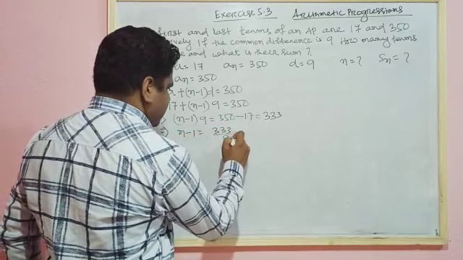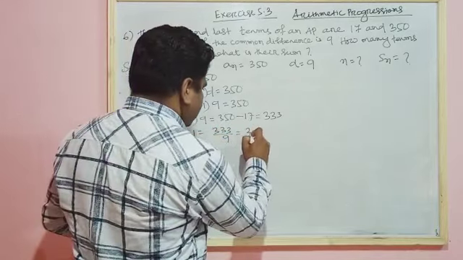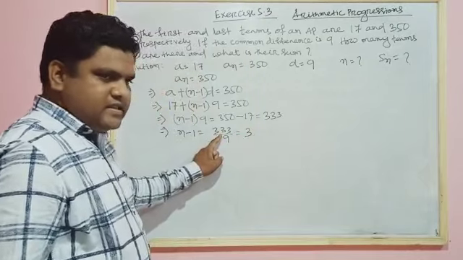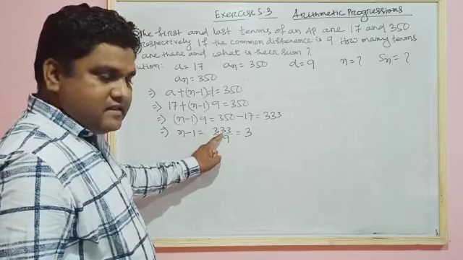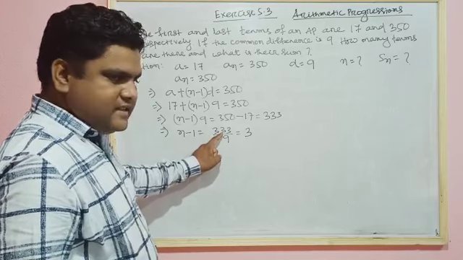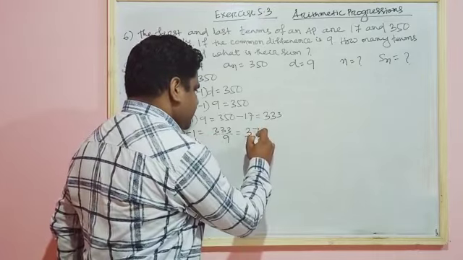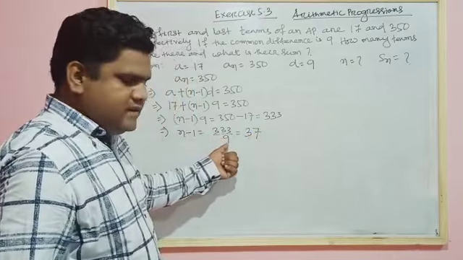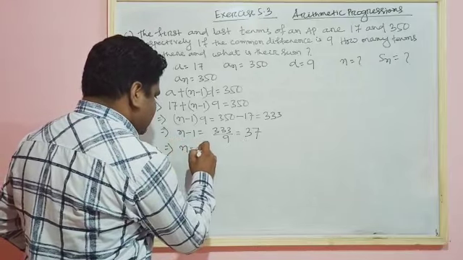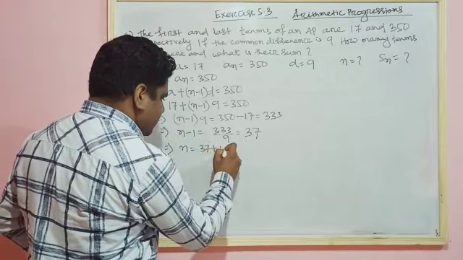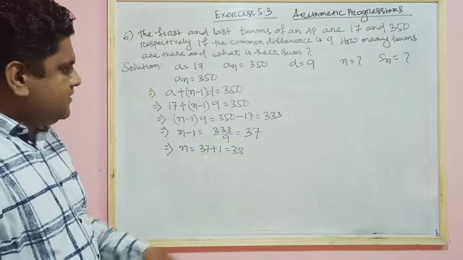333 by 9. 9 3s are 27. 33 minus 27 is 6. So it will be 63 by 9 is 7. So 333 by 9 is 37. So n equals 37 plus 1, which is 38. So there are 38 terms in this AP.